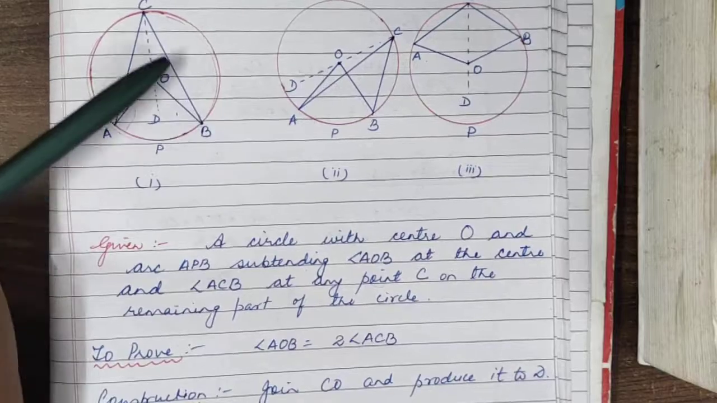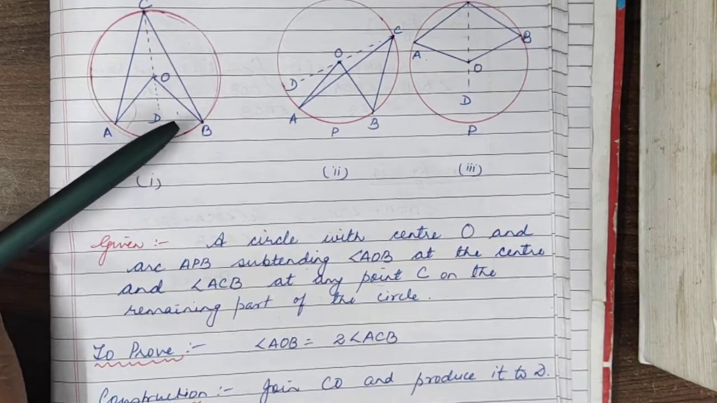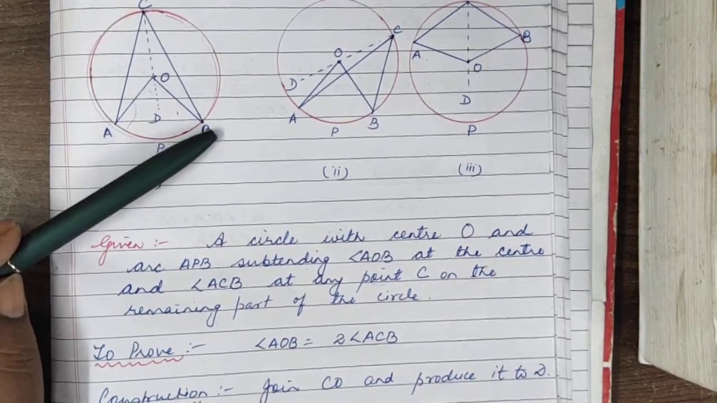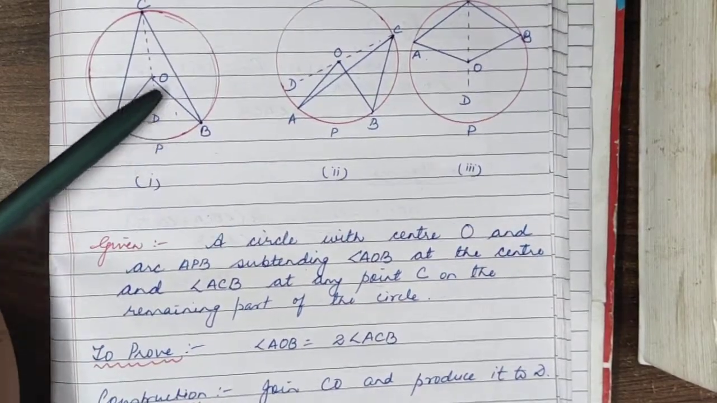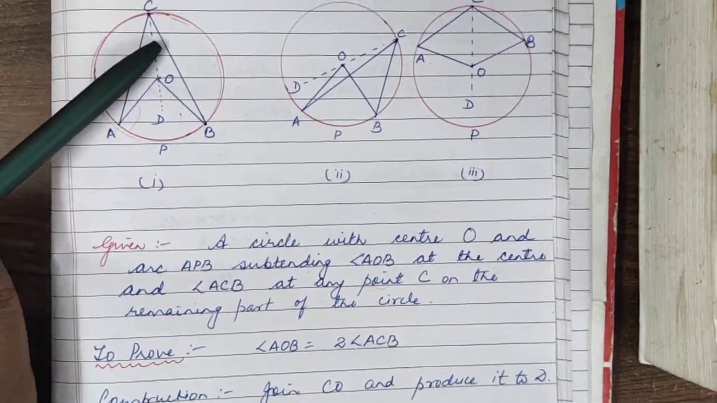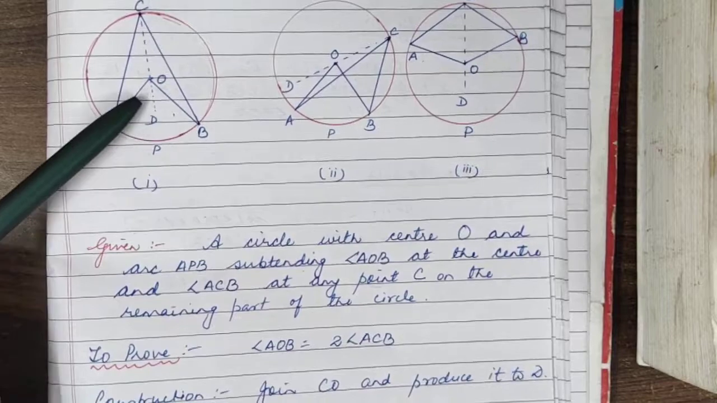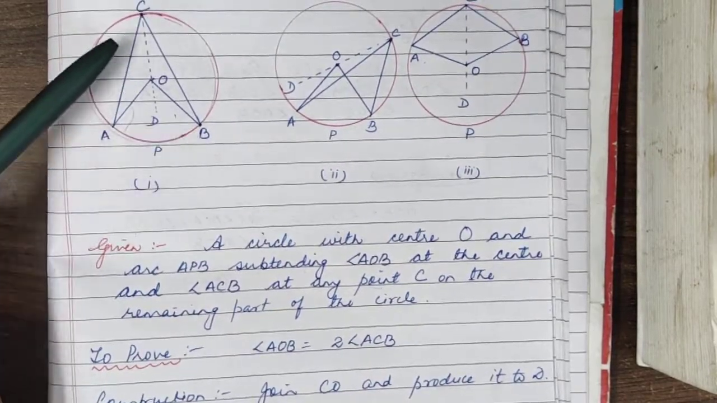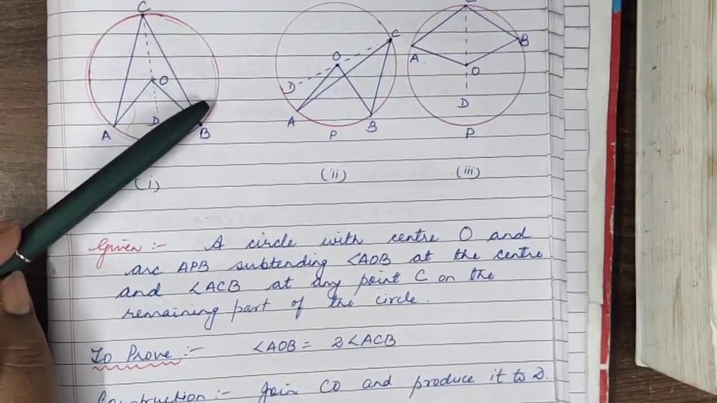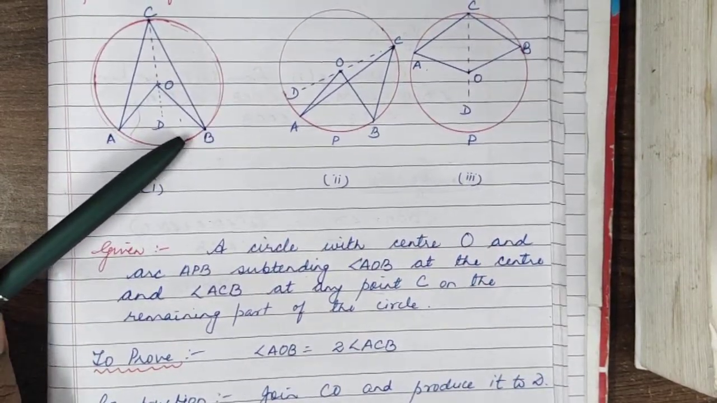Similarly, if we take this triangle BOC in consideration, then in this case angle DOB is an exterior angle. So angle DOB is equal to twice angle OCB. Now when you add these two angles, angle DOA plus angle DOB, you will get twice angle OCA plus twice angle OCB. Now what are angle DOA and DOB equal to? They are equal to angle AOB. And twice angle OCA plus twice angle OCB becomes twice angle ACB. Thus angle AOB equals twice angle ACB, proved in the first figure.